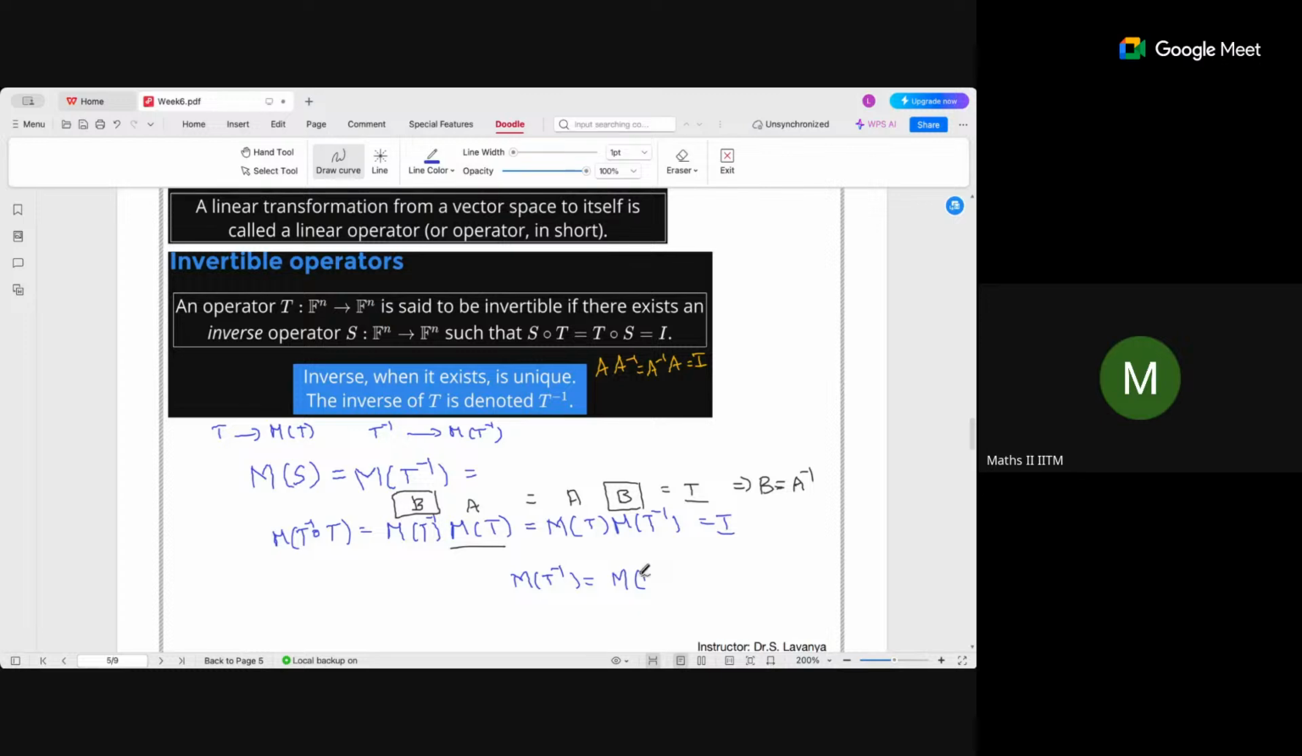Instead of A, I have M of T. So M of T inverse is the inverse of the matrix M of T. Dividing I by M of T is like considering them as numbers, but when you think of them as matrices, it is simply the inverse of the matrix. That's all. Okay. So M of T inverse is simply M of T, the whole inverse. Good.